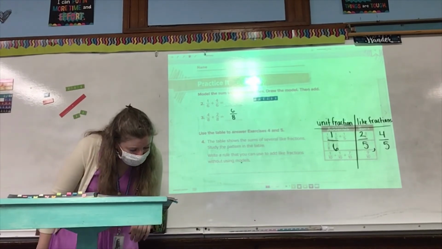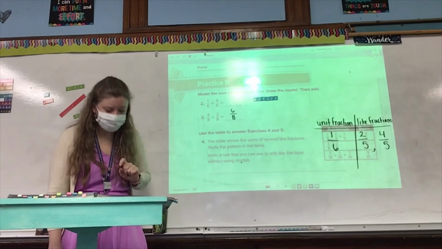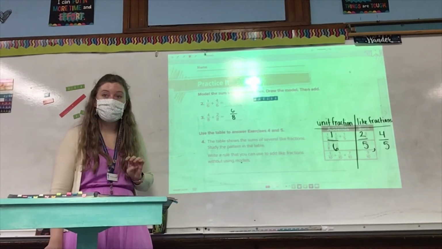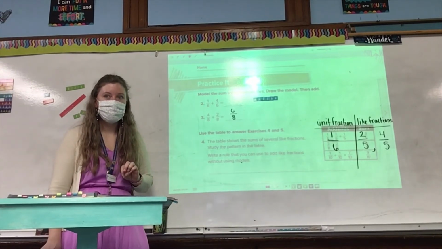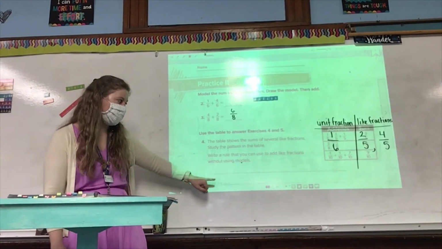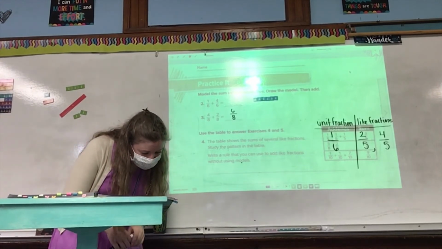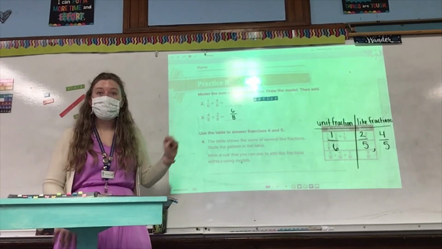Then number 5, you're using this rule to solve a new problem, which means for number 5, are you going to use models? No. But for every other one, you're going to use models, because for number 5, you're going to use the rule that you come up with. Number 6 and 7 are just like the talk about it.